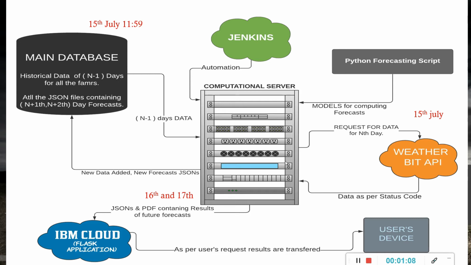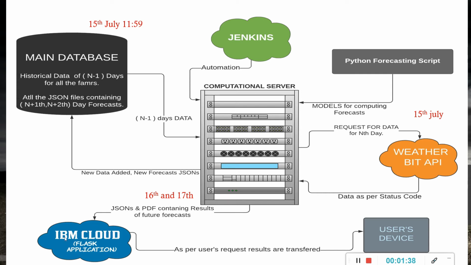And inside the computation server, the historical data from 14th July and the new data of 15th July get concatenated, and the new file is then stored into the main database, and the newly generated file is then used for the computation. That is, the machine learning computation is done by the Python forecasting script on the newly generated data, and the output for the 16th and 17th of July is then stored onto the IBM cloud.